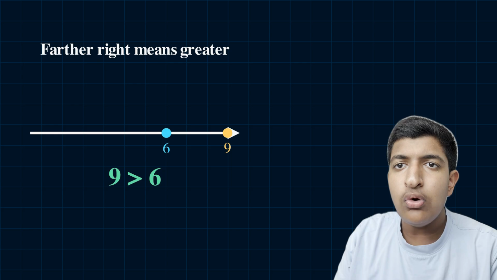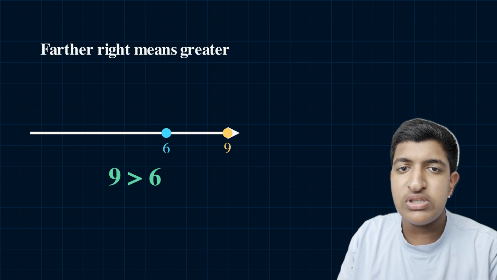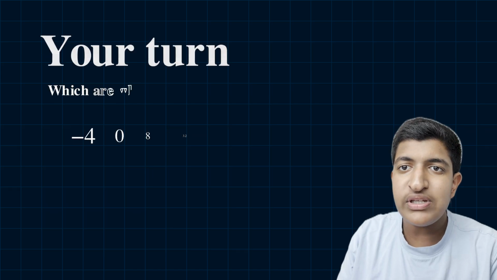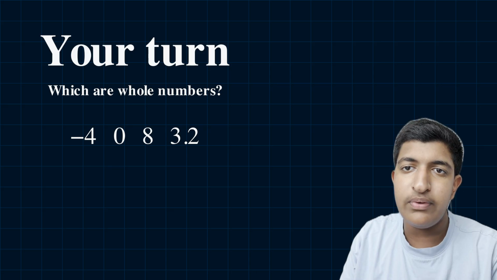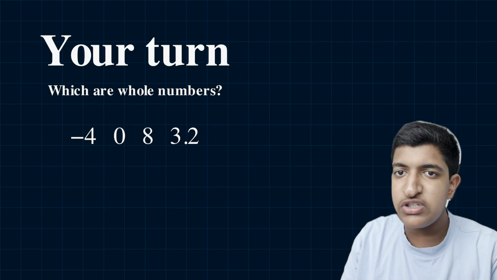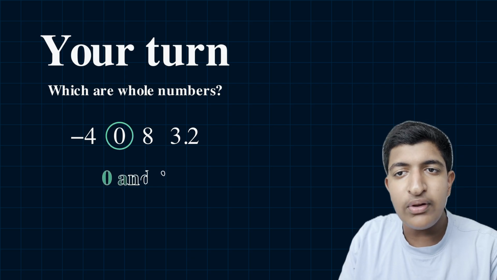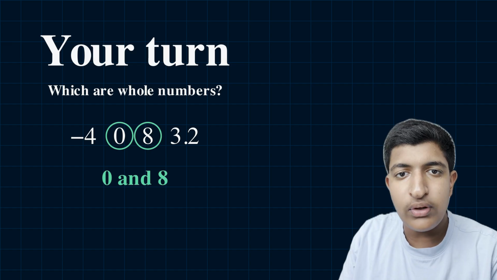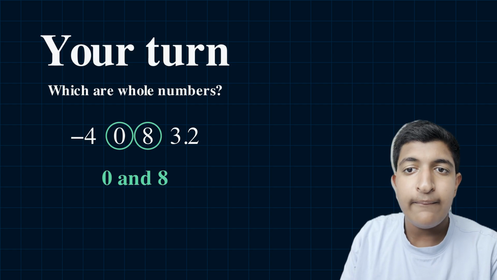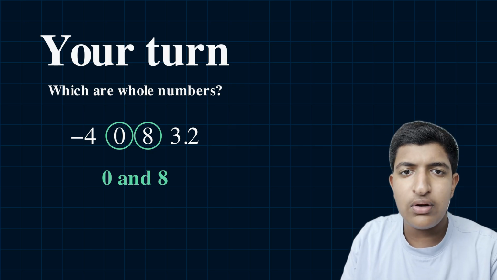Let's recap. Whole numbers are 0 and the positive counting numbers. They are complete amounts. Examples include 0, 3, 25, and 1,000. Negative numbers are not whole numbers. Fractions are not whole numbers. Decimals are not whole numbers. And on a number line, whole numbers begin at 0 and move to the right forever. Once you can recognize whole numbers, you're ready to use them for counting, comparing, ordering, and solving bigger math problems.